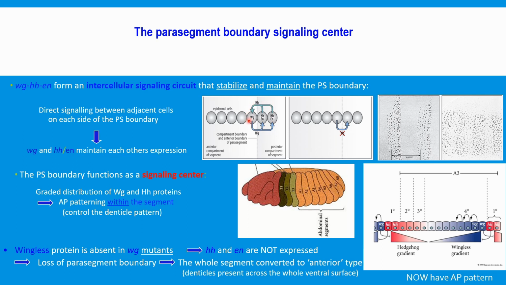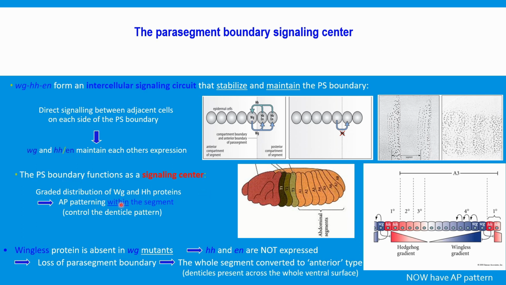Hedgehog to the wingless expressing cell, which produces then wingless and signals back to the hedgehog cell to keep it producing hedgehog. And that's one of the important functions of the parasegment boundary signaling center, is to maintain its own identity in a way. Another important function is that it starts signaling and patterning the segment to be.